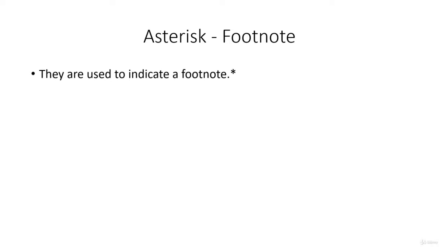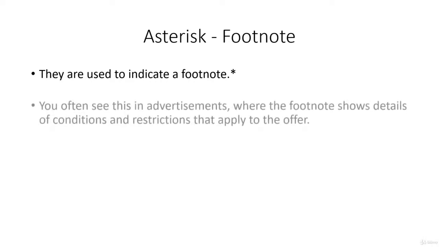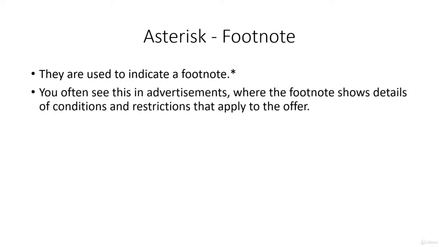So we use an asterisk to indicate a footnote, as we've done here. At the end of all the punctuation, we have the little asterisk, the little star to show that there is a footnote. And you often see this in advertisements, where a footnote shows details of conditions and restrictions that may be applied to the offer they're advertising.